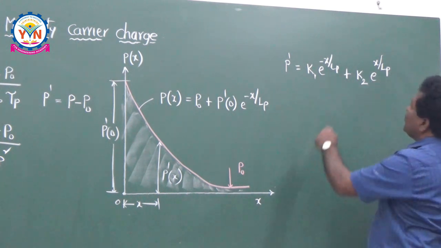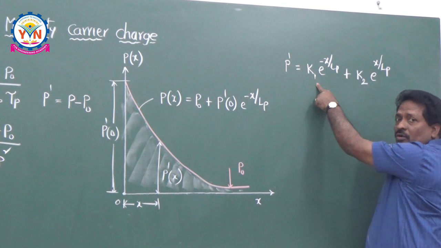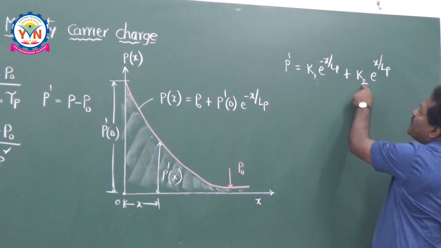What is Lp? It is the diffusion length of the carriers. And k1 and k2 are the unknowns, which are to be evaluated now. So, how do we evaluate k1 and k2?